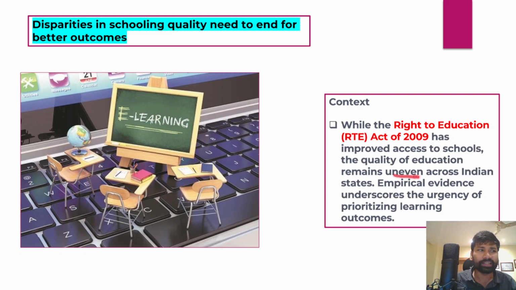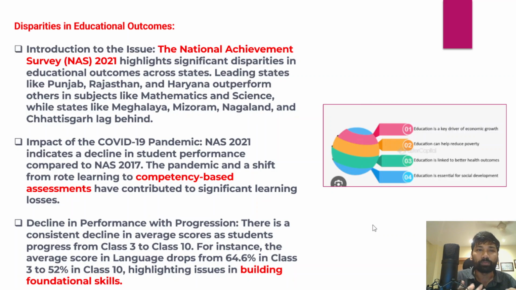We can say that the quality of education has not significantly improved, even though access to education for children has significantly improved. The existing evidence with respect to education and learning outcomes highlights that there is a need for prioritizing the learning outcomes. In fact, the Indian education system has neglected the learning outcomes. Therefore, there is a need to focus on the learning outcomes to improve the quality of education.